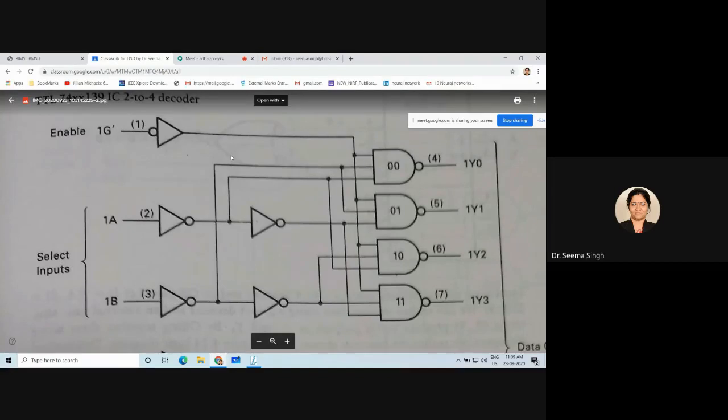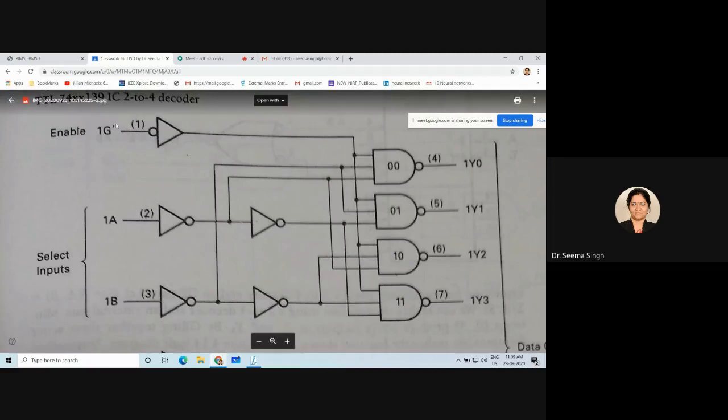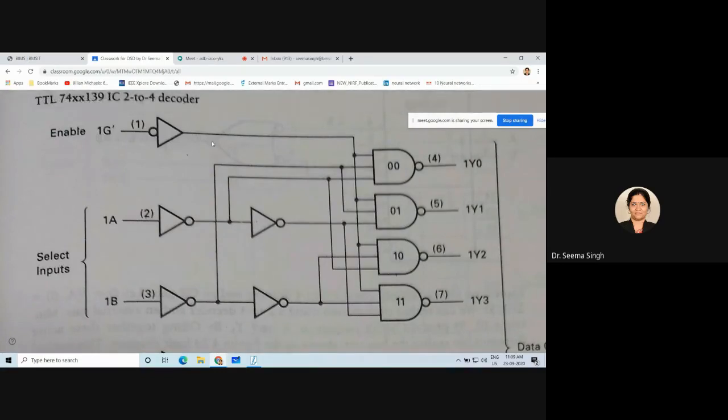Now you have to understand this diagram very carefully, because this is the internal diagram of the 2:4 decoder of 74LS139. So what you can see here is that 1G dash is your enable input, and because it is active low, the bubble is kept on this side just to indicate that this is an active low input. That is why it is made in this form with a bubble on the left hand side. Okay, so this is a buffer which shows the active low enable input.